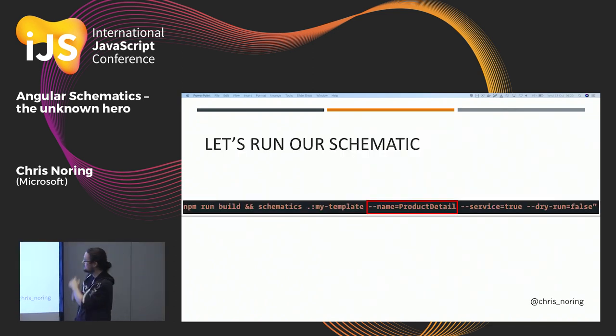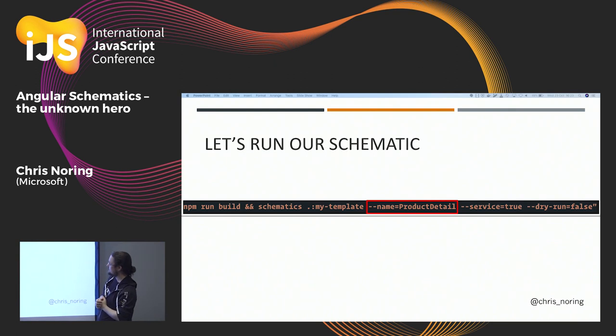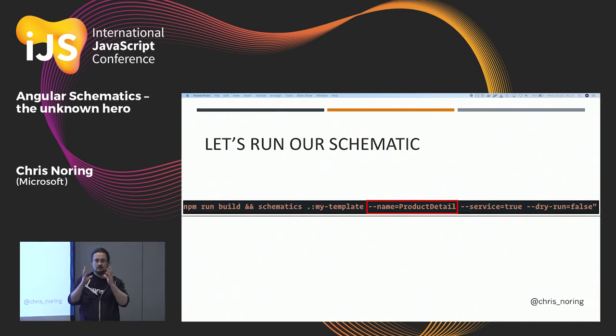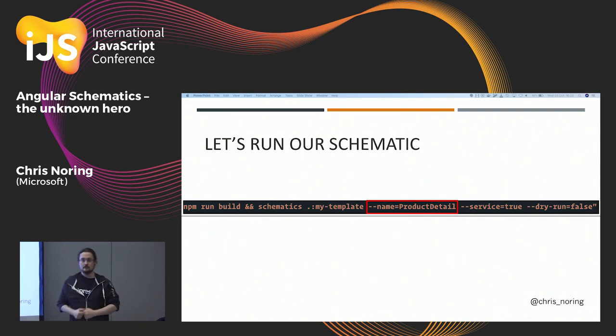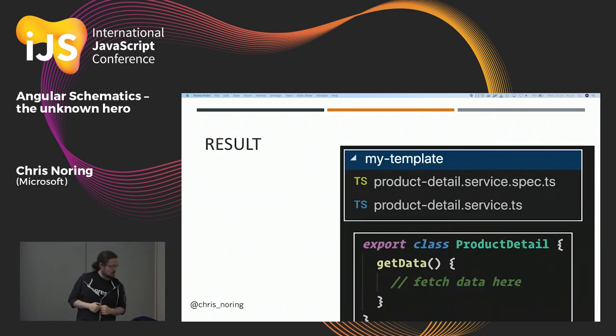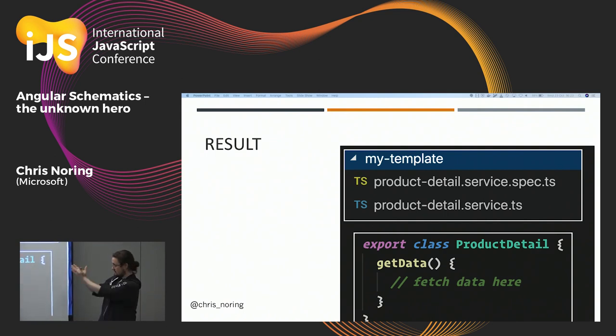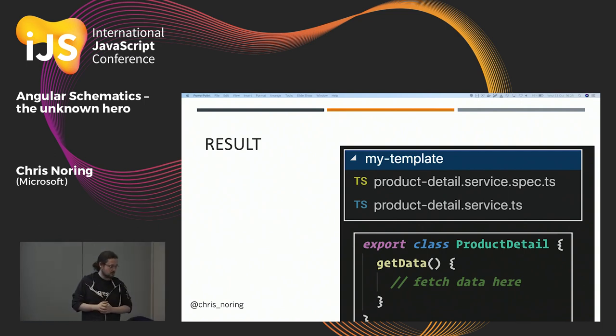Now what? Well, we build it, we run the schematic, and we give it this argument here, capital P, capital D, product detail. And we expect what? We expect dasherization to happen, right? Product dash detail. And of course, dry run false. We are in the crazy mode, so yeah. The end result is simply product dash detail service on the spec file as well as the service file, and we can see that the product detail has been capitalized. Yay, victory, right? So that's literally how you work with templates.